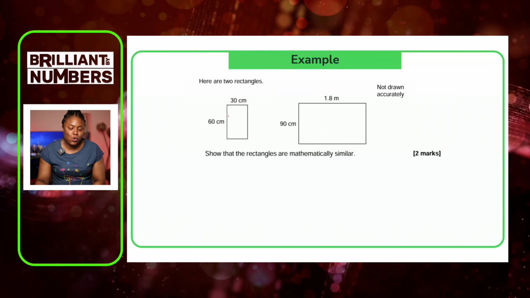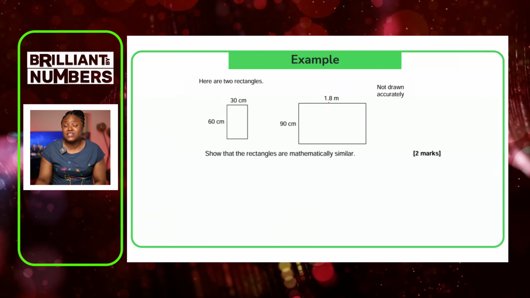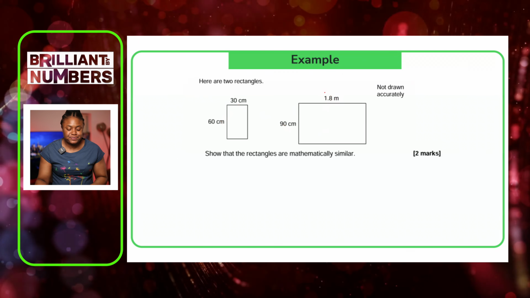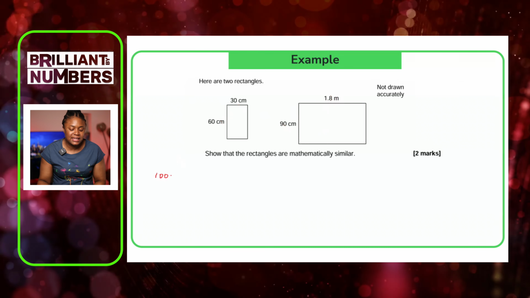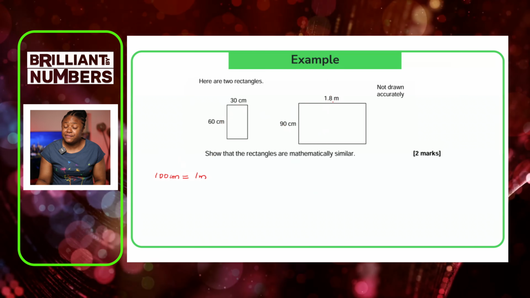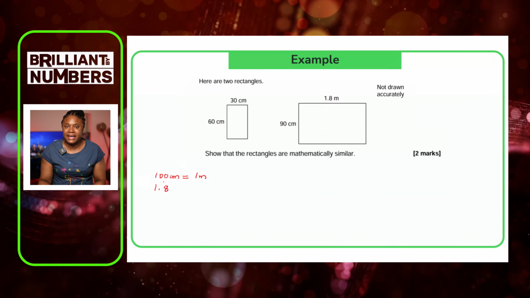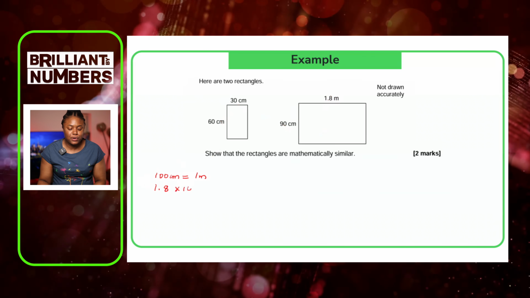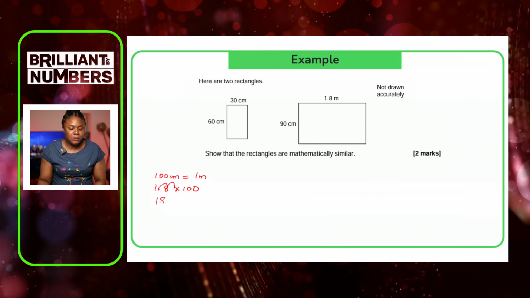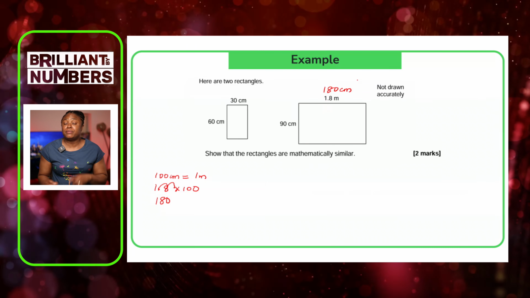The first three lengths are already in centimeters, so it's important to give 1.8 in centimeters as well. 100 centimeters is equal to 1 meter. So to convert from meters to centimeters, I need to do 1.8 multiplied by 100. That will get me 180 centimeters. I'm just going to put that on my diagram.